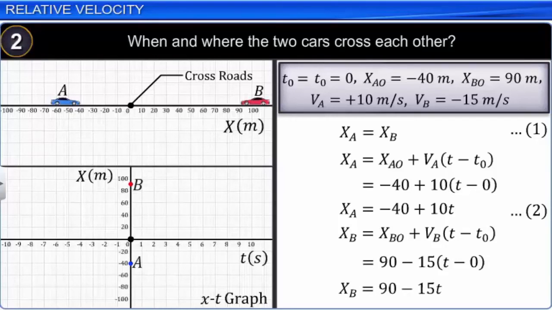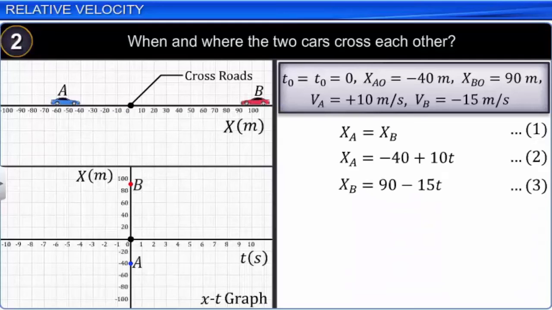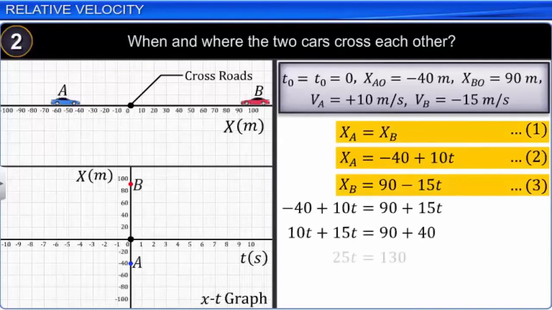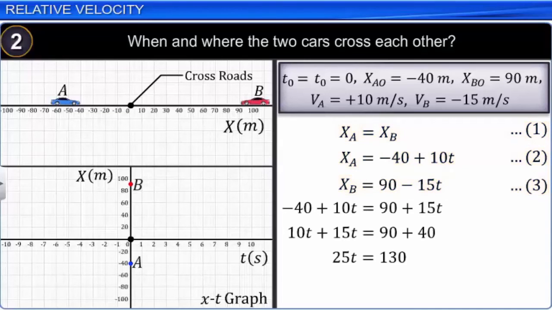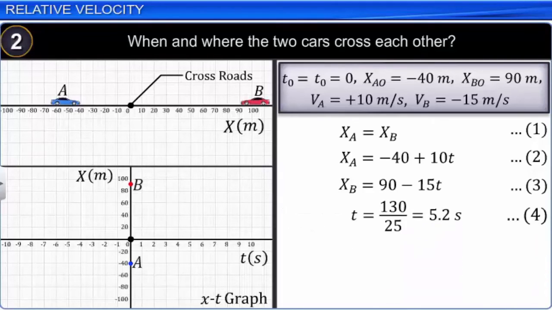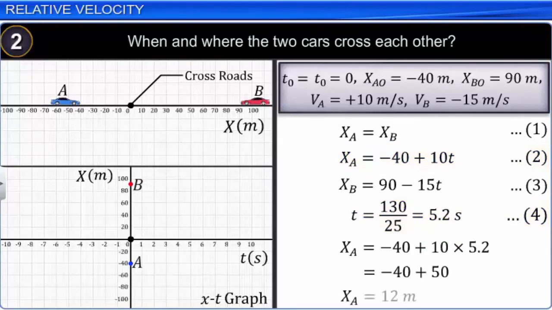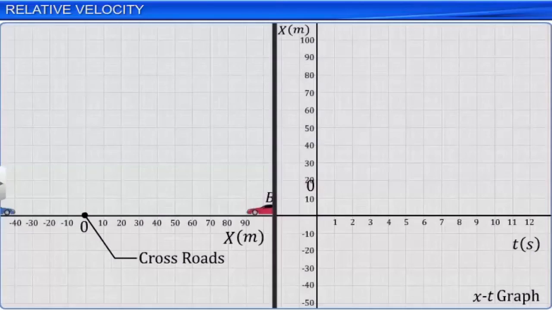Substituting equations 2 and 3 in 1, we get t equal to 5.2 seconds, which is equation 4. Substituting equation 4 in 2, we get X_A equal to 12 meters. Therefore, the two cars cross each other at 5.2 seconds, when the position coordinate is 12 meters.